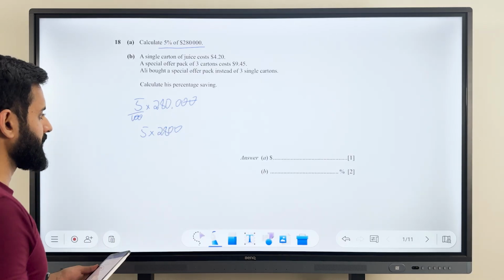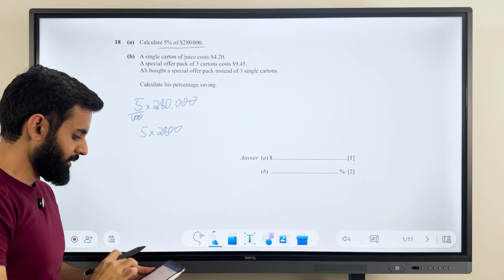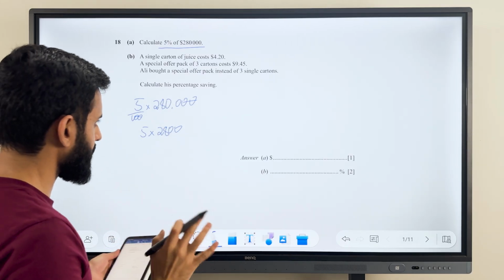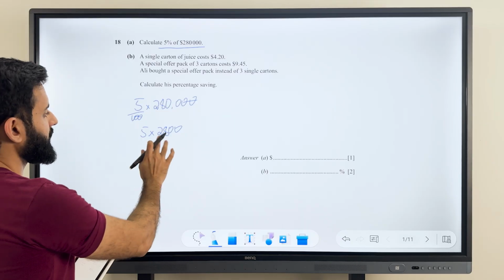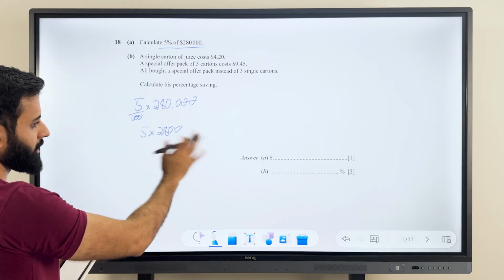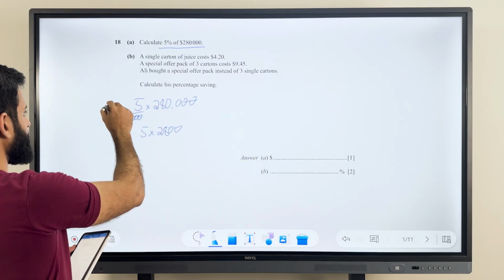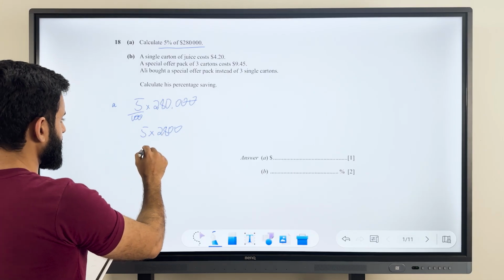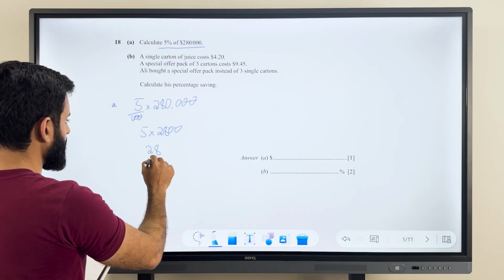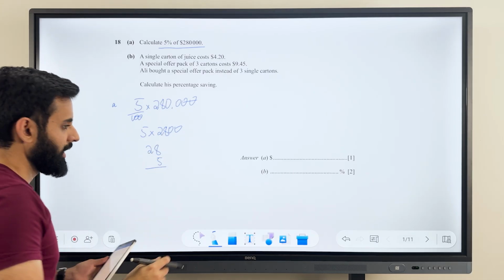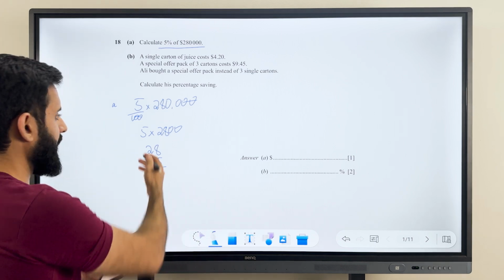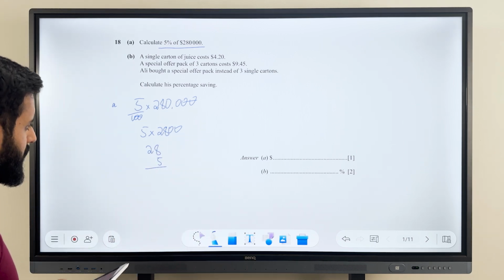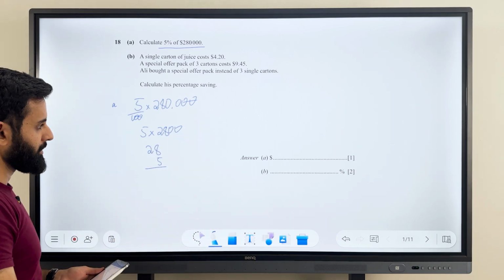Now, here's what I would suggest. If your mental math is really good, and if you ask me, my mental math is not that good, to be honest, I would prefer, instead of taking a risk, because it's a 1-mark question where you get it right or you get it wrong, that I work out 28 times 5 separately, and then add the two zeros in the end.